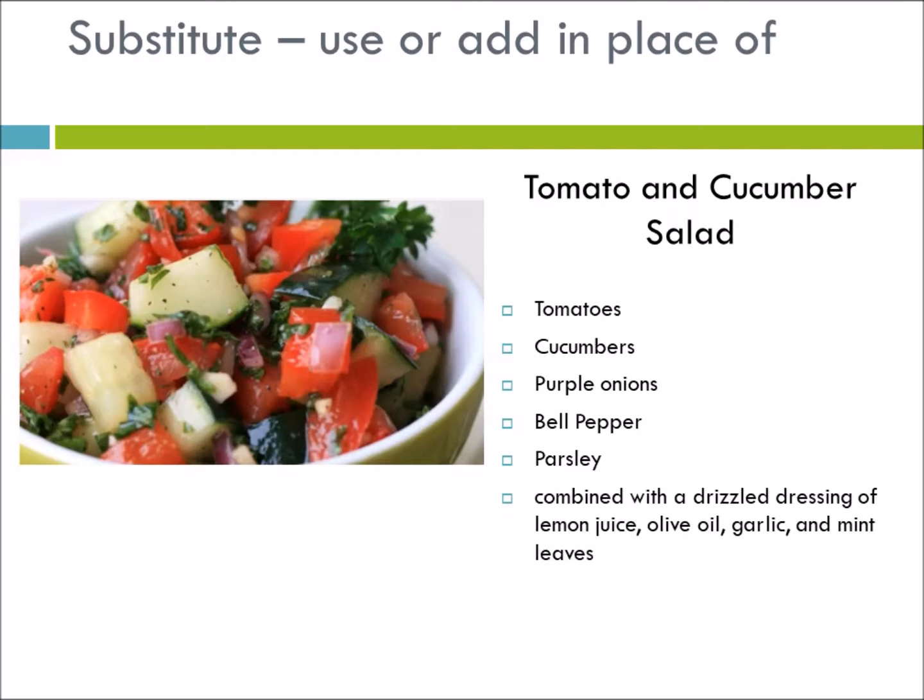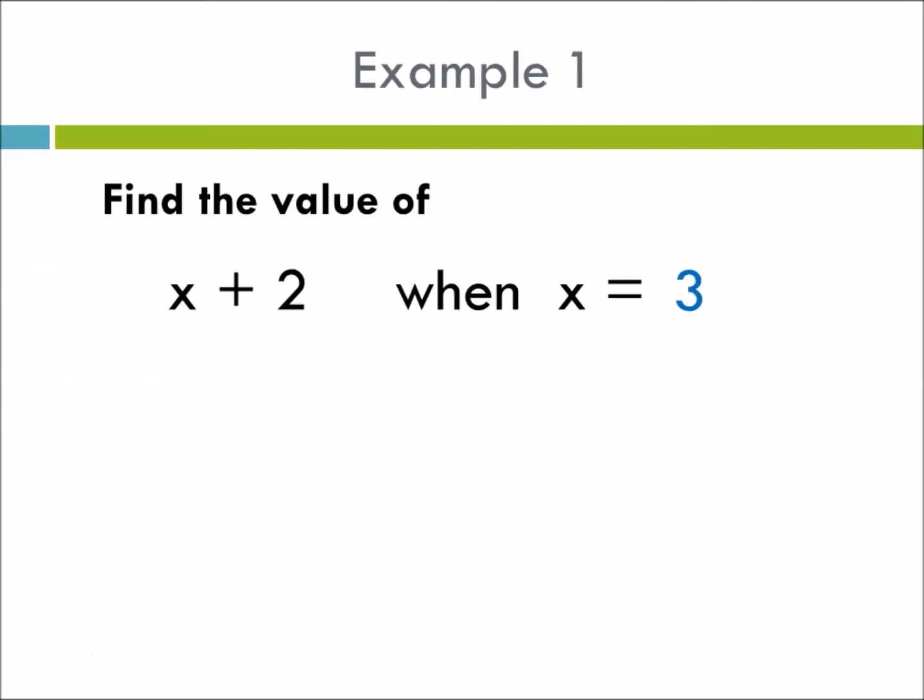You can substitute shallots for purple onions, but you cannot substitute tomatoes and cucumbers because that is the main structure of this salad. So similar to that, we're going to use the word substitute because we're going to take in place of something. So let's go ahead and look at example 1.